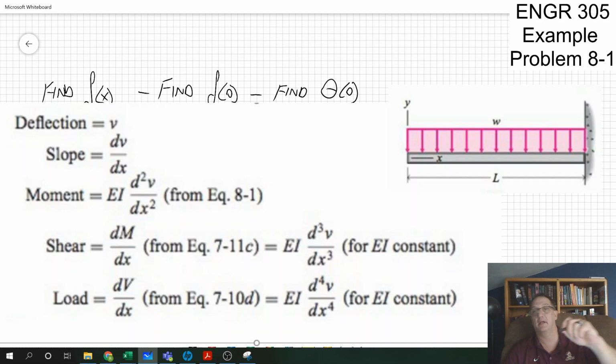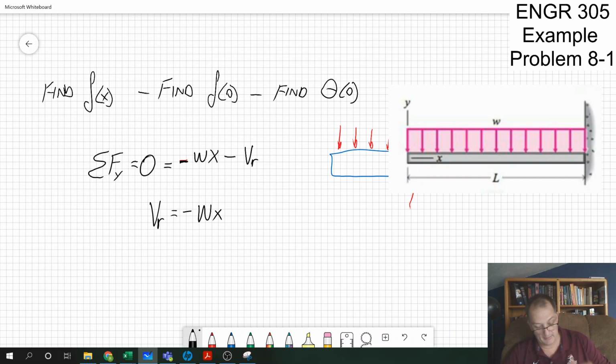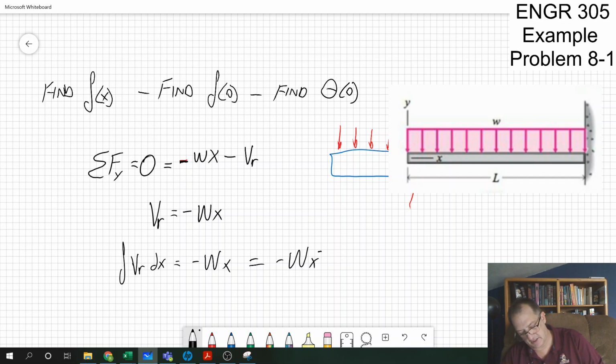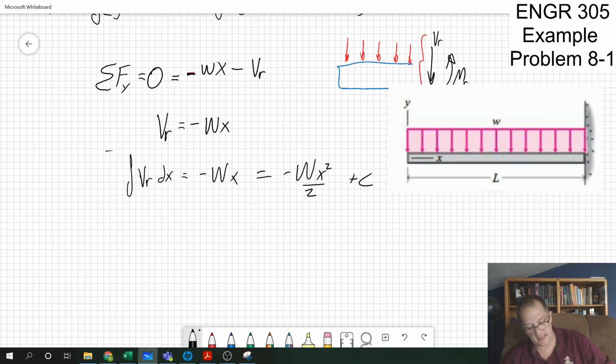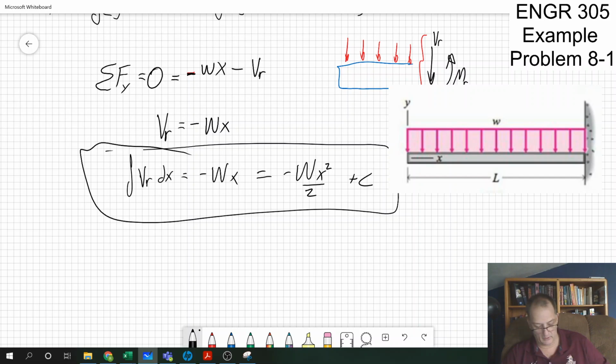Now, if I go to my equations, you can see that I can take my shear equation and integrate that once to get my moment equation. So if I integrate that once, the integral of VR dx is equal to minus wx, which is going to be equal to minus wx squared over 2 plus a constant. Okay, with me? We'll just set that aside for right now.